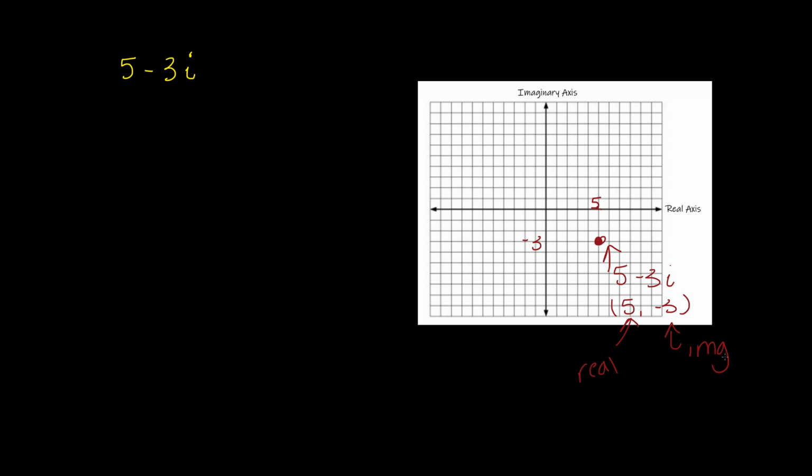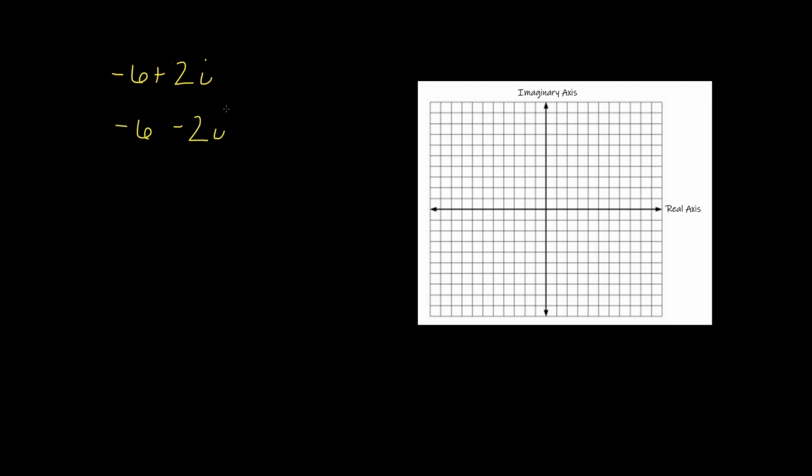It's not too complicated. All right, so the next one we're going to look at, we want to graph negative 6 plus 2i. And we want to graph negative 6 minus 2i. And we want to see their relationship. How are these two related to each other?